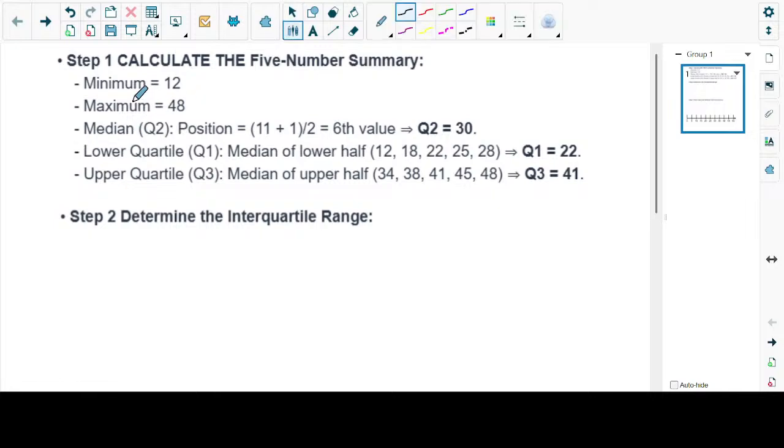So yeah. Remember, yesterday we determined our minimum was 12, referring to our data, and then our maximum was 48. Then we determined Q2 as 30. Okay, let's not do that. I want to show them how you get the data.